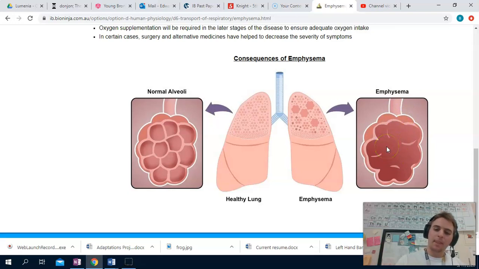I mean, think about it. If you've got gas exchange happening here, any air, any oxygen that's going to be in this area, it's not going to get anywhere. It's not going to be able to do the gas exchange. Whereas in here, you've got gas exchange happening around the walls of each and every one of them. It's going to be much more efficient. So this is the issue with emphysema.